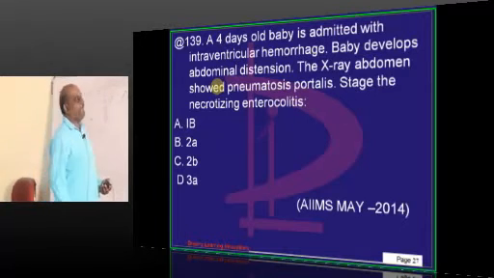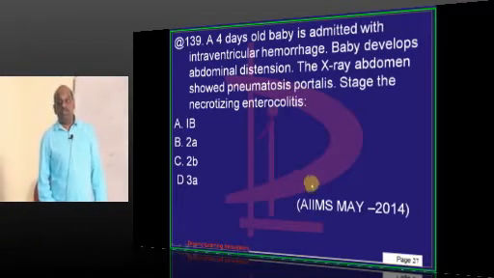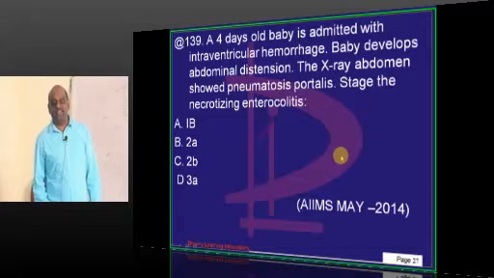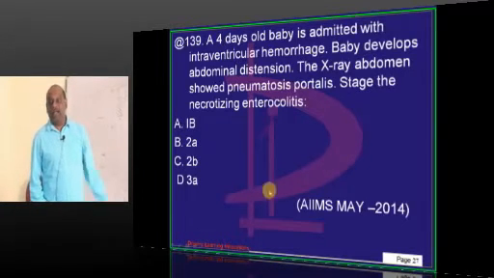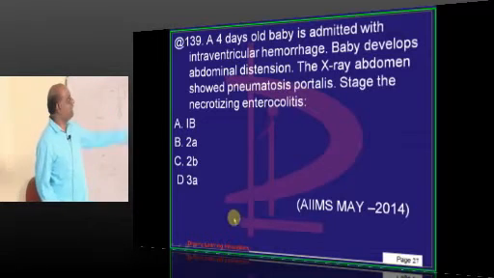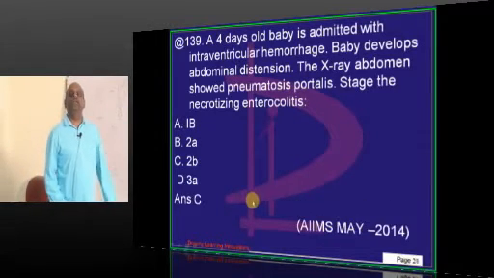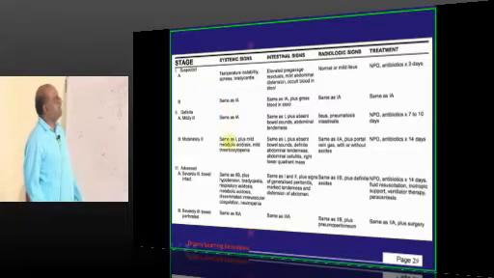A 4-day-old baby is showing pneumatosis portalis and has necrotizing enterocolitis. Pneumatosis portalis is not pneumatosis intestinalis. Intestinalis is gas in the wall of the intestine. Here, where is the gas? There is gas in the portal vein. If there is gas in the portal vein, what is the stage of the necrotizing enterocolitis? For that you must know the staging.